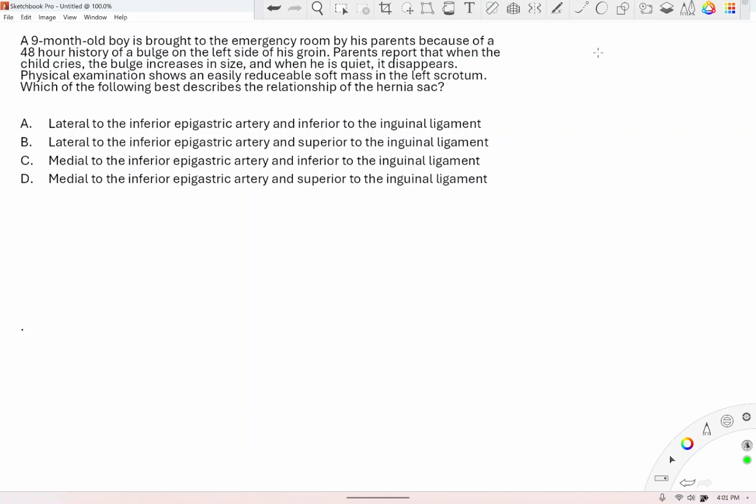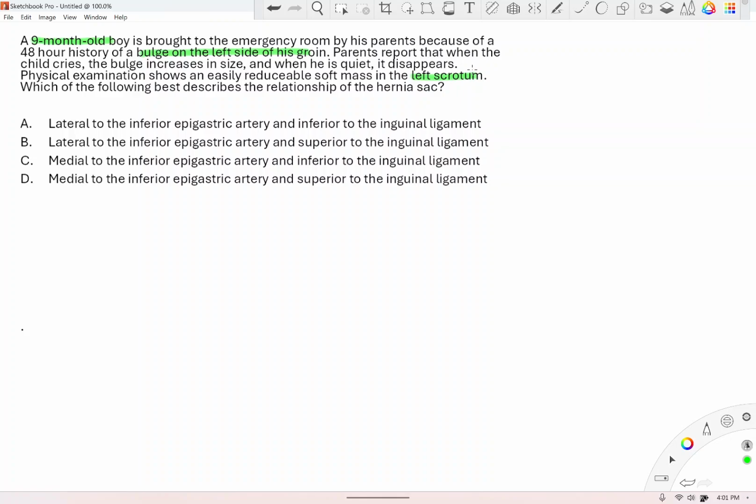Okay, question number 5. A 9-month-old boy is brought to the emergency room by his parents because of a 48-hour history of a bulge on the left side of his groin. Parents report that when the child cries, the bulge increases in size, and when he is quiet, it disappears. Physical examination shows an easily reducible soft mass in the left scrotum. So there's a mass in the left scrotum which increases with crying and decreases when the patient is relaxing and quiet. So it changes its size.